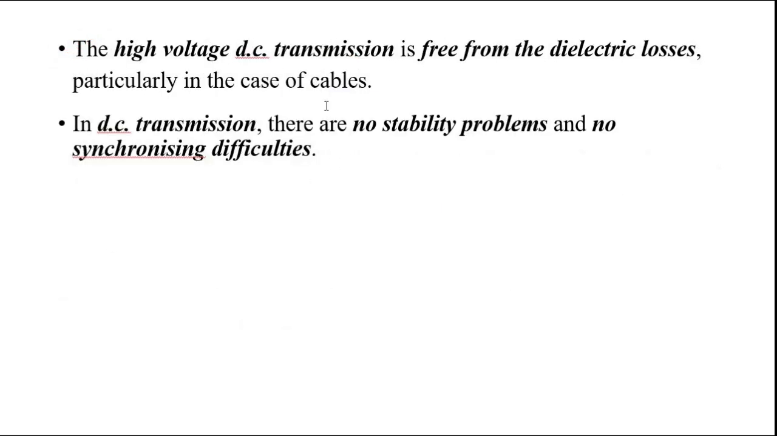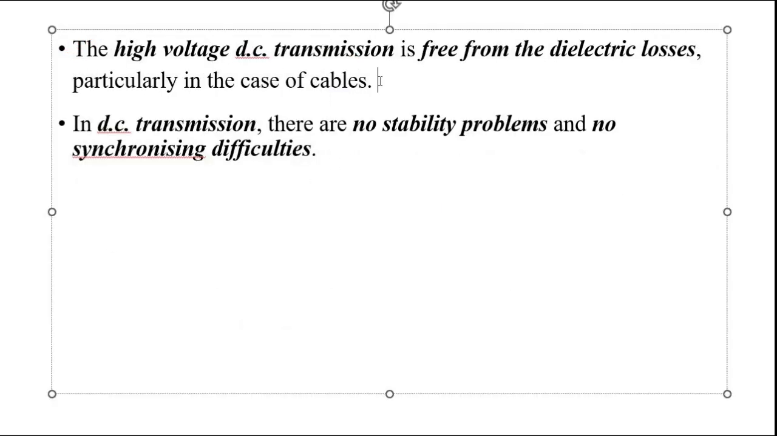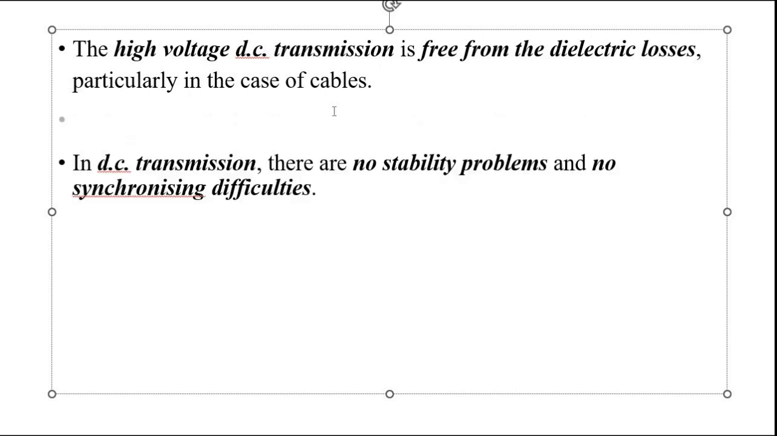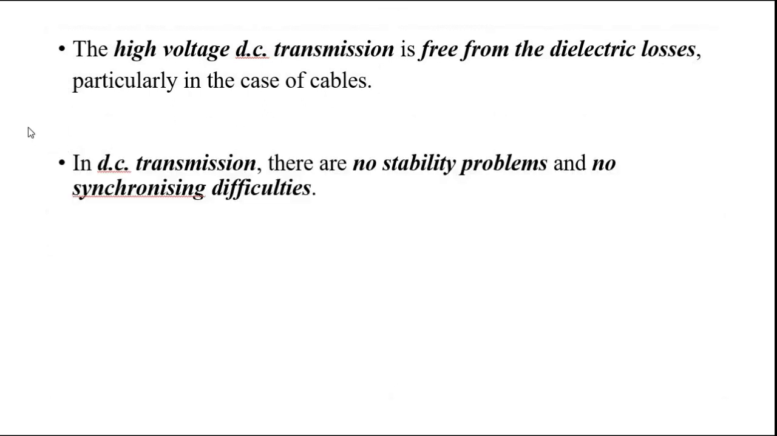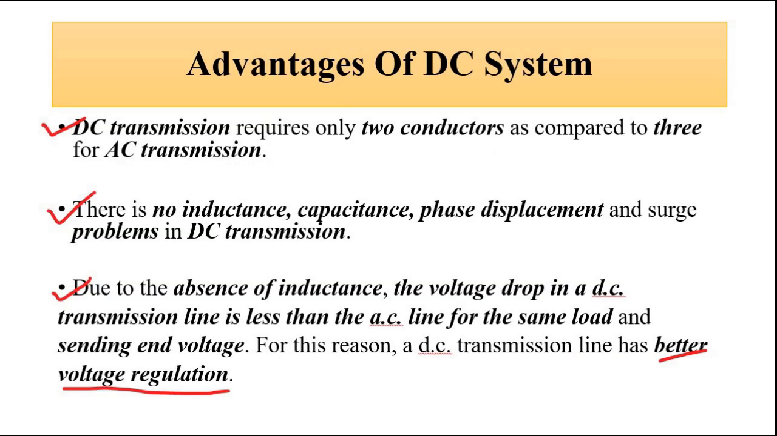Then high voltage DC transmission is free from dielectric losses, again because of lack of capacitance, and there are no stability problems and synchronizing difficulties in a DC transmission system. So if you see this, there are a lot of advantages of the DC system, but still AC is more used.